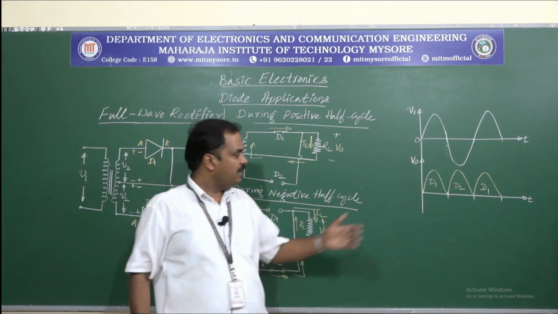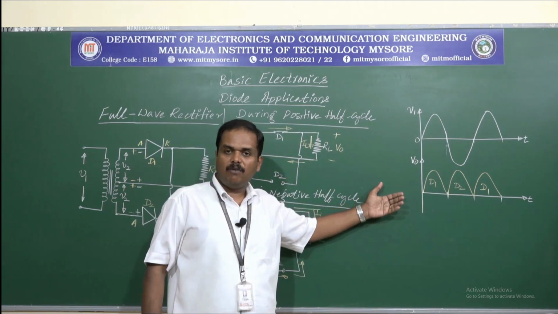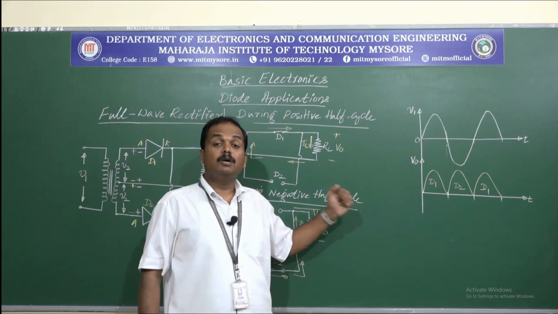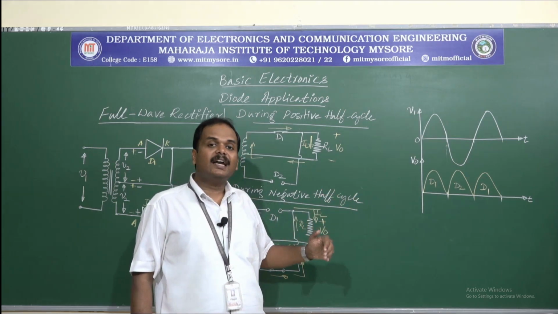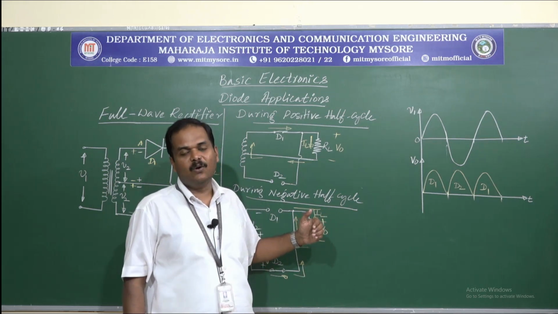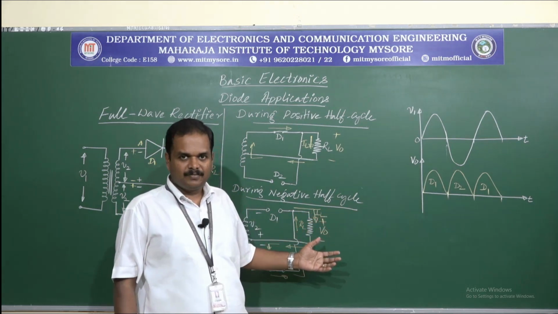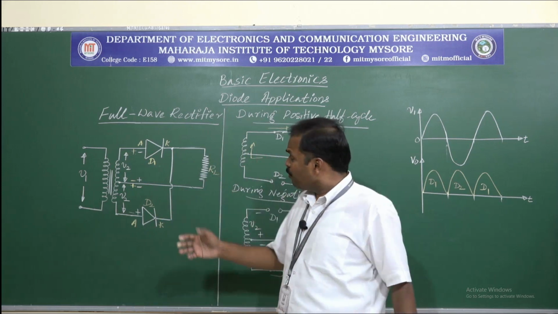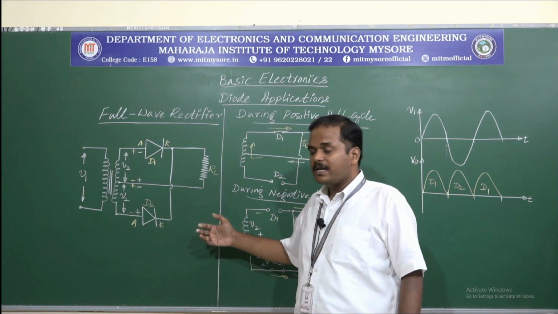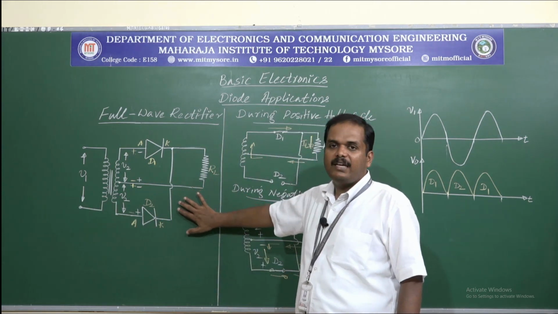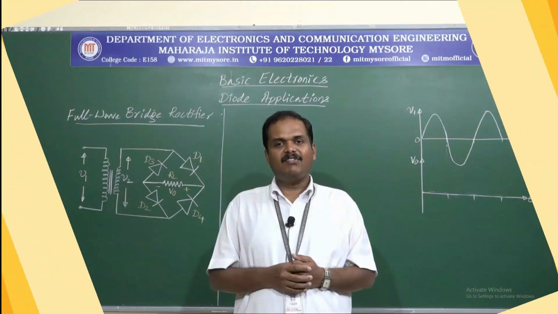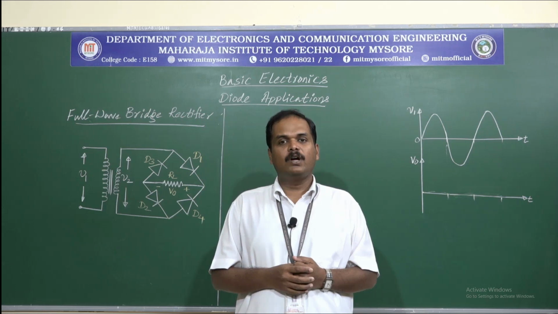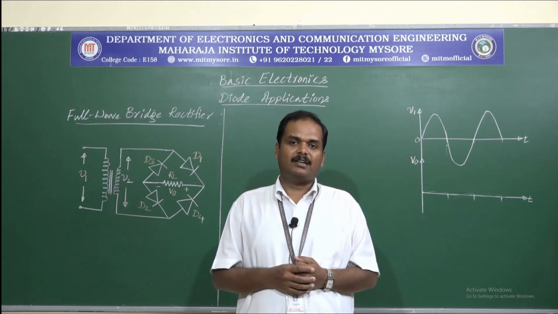So what we can see here is during both positive half cycle and negative half cycle, because of diodes D1 and D2, the current flows through the load resistance RL. So because in both the cycles the output voltage is generated, this rectifier is called a full wave rectifier. Now let us get into the operation of the full wave bridge rectifier.